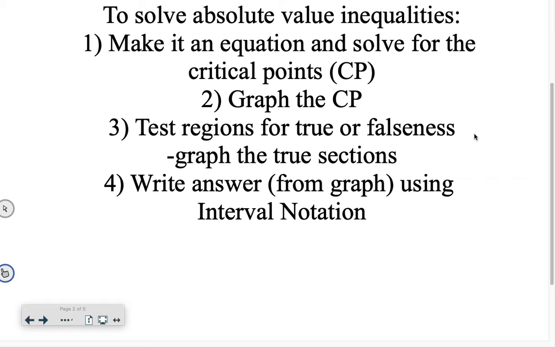Two and 3 kind of go together. You're pretty much solving the equation, testing the different regions on your number line, and then writing your final answer in interval notation. So 2 and 3 kind of go together. And you'll see that, like I said, in the examples that we take a look at.